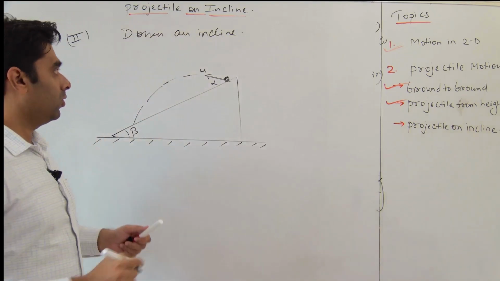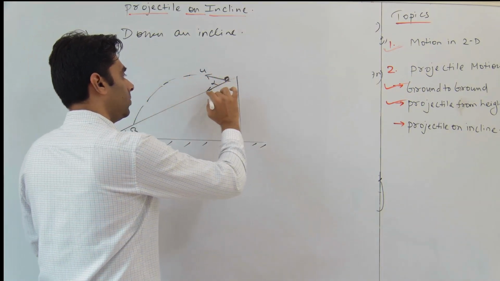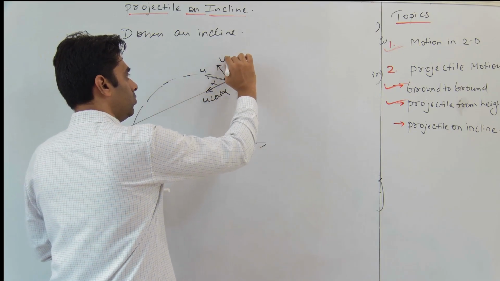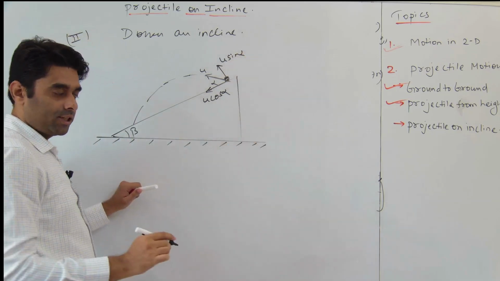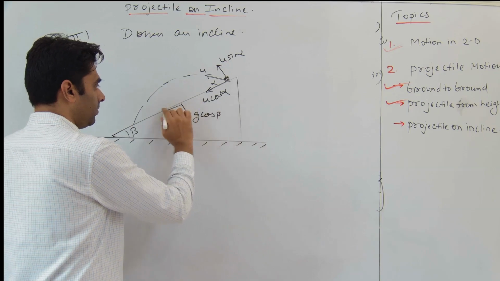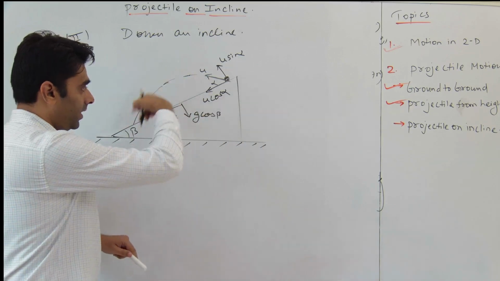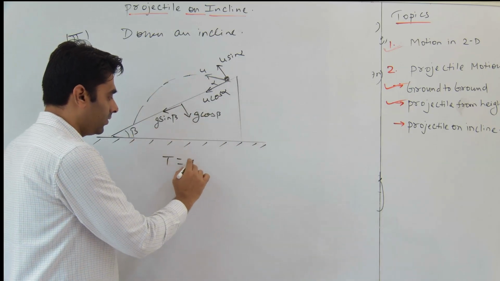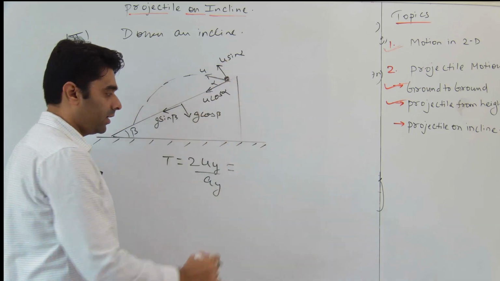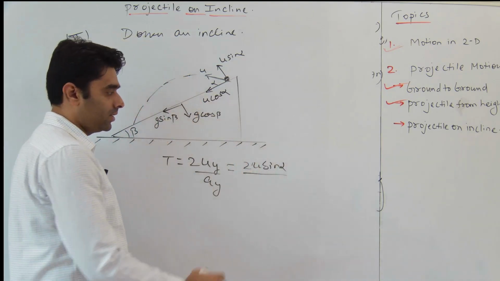First of all, let us look at the initial parameters. Down the incline it will be u cos alpha, perpendicular to the incline it is u sin alpha. Then acceleration, we know, will be g cos beta perpendicular to the incline, and this one will be g sin beta. Now, time of flight, the time taken to complete the journey, is given as 2uy by ay. How much is uy? u sin alpha. So 2u sin alpha by ay, and acceleration in y direction is g cos beta.